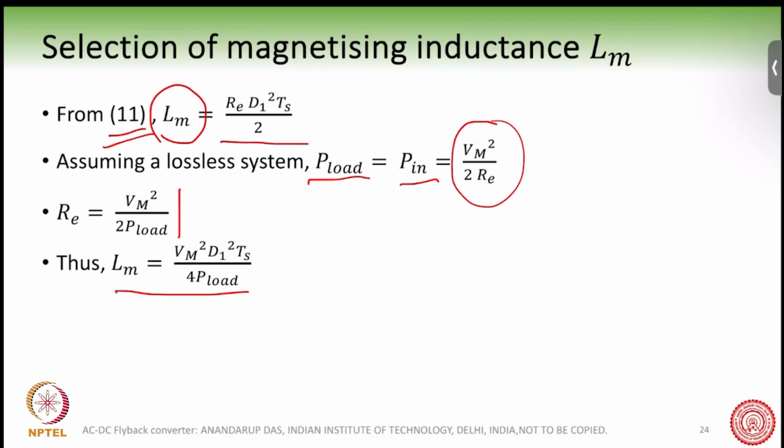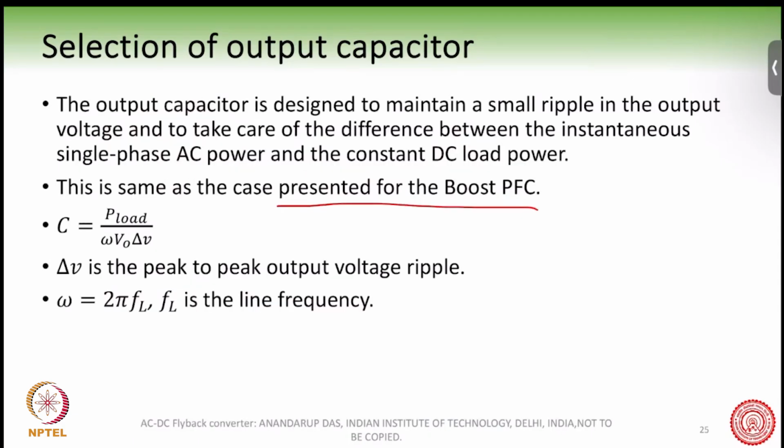And how do you choose the capacitor? Of course, it's the same case presented for the boost PFC. We want to maintain a small ripple in the output voltage. So C equals P load divided by omega V0 delta V, which we have derived previously. And so this is how we can choose the value of the capacitor.